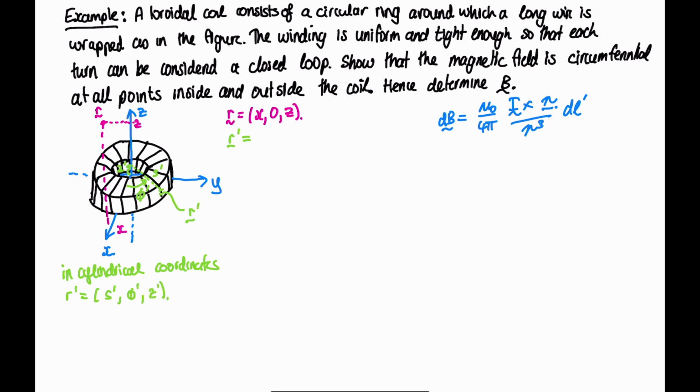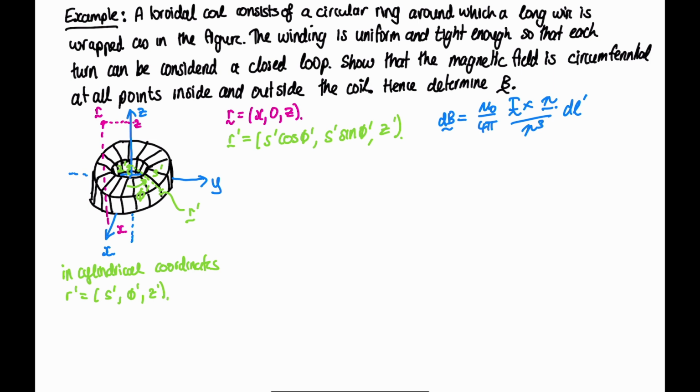But because we've got r over here in Cartesian coordinates, we're going to want to convert from our cylindrical coordinates into our Cartesian coordinates. So this is going to be given by s prime cos phi prime, s prime sine phi prime, z prime. And then in this equation, what we need is this curly r. And remember, curly r is equal to the vector pointing from here to here.